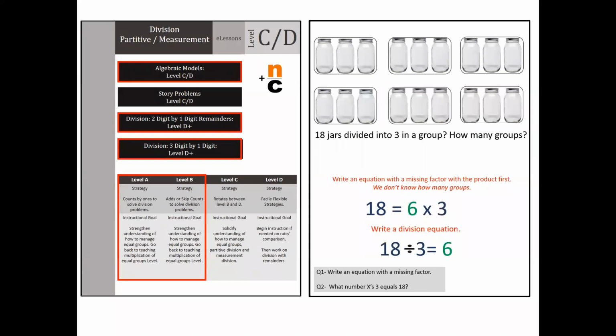And then they go through and they solve the missing factor multiplication equation and the division equation. Because think about it, 18 divided by 3, what are you saying? You're saying 3 times what equals 18? And that thinking was established there, that they're already familiar with too. They just had to put the product first. So that's how you do the division connect.